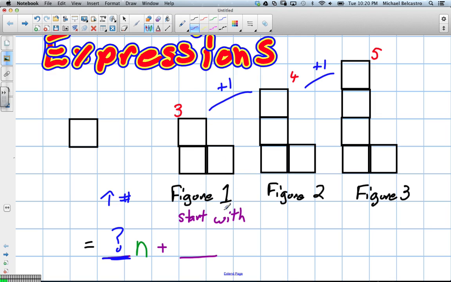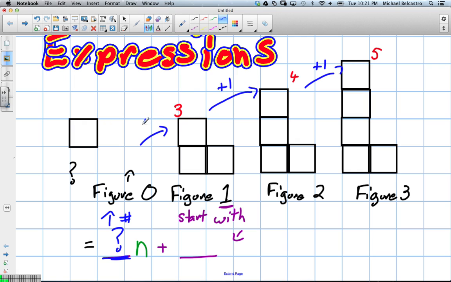The problem is this is figure 1. What we want to do to make this easy in order to figure out what we actually start with, we want to go to figure 0. We want to go back 1. Okay, so I'm going to move this down a bit. We want to actually figure out at figure 0, according to this pattern, how many blocks would we have? Well, if it's always going up 1, I'll go down 1.